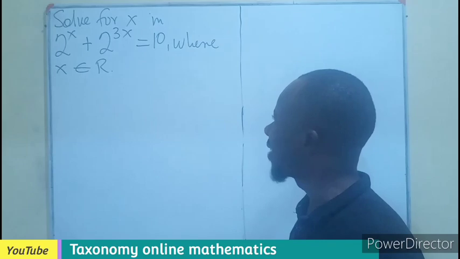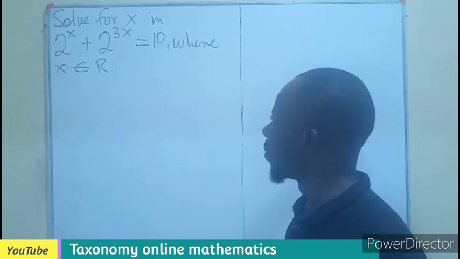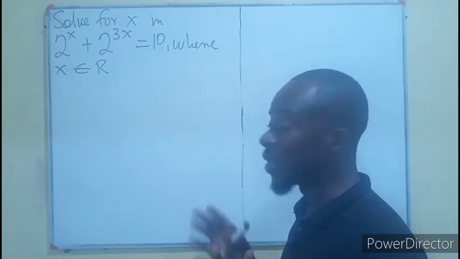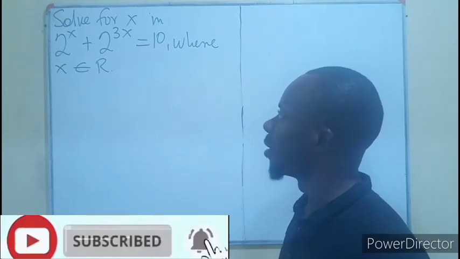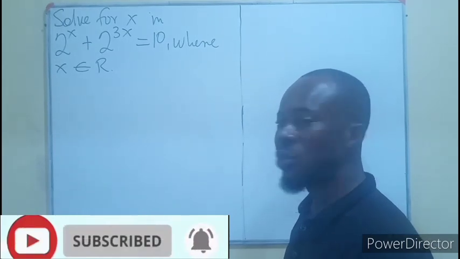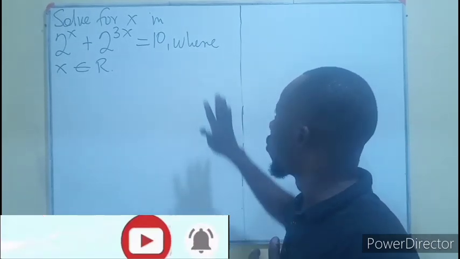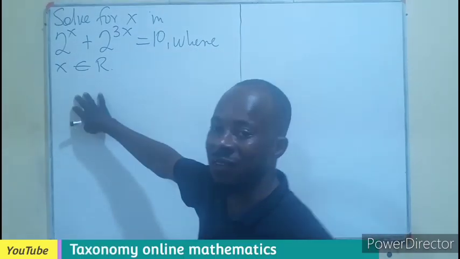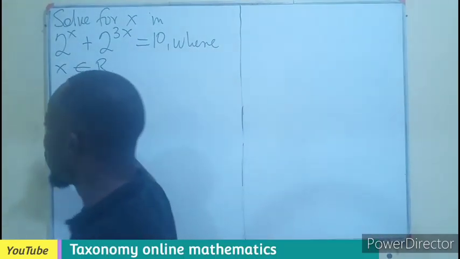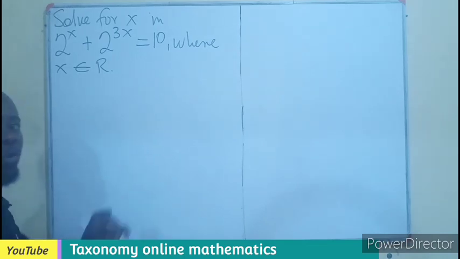We have to solve for x in the equation 2^x + 2^(3x) = 10, where the value of x is a real number, meaning we need to find the real values of x.